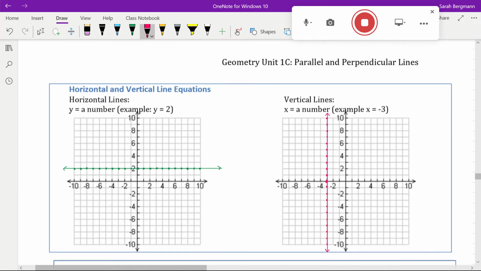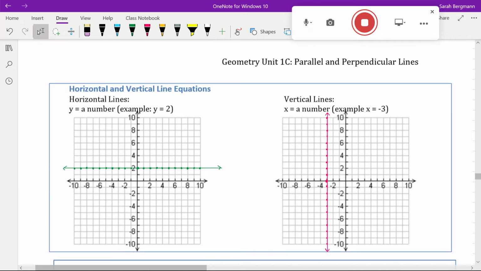Let's talk about the equations of horizontal and vertical lines just to review these quickly. A horizontal line is where y equals a number, so for example y equals 2, and every point on that line has to have a y value of 2. So I plotted every point up here that has a y value of 2. There's also every point between these points, so we could have 1.5, 1.6, 1.7 as the x value. We'll still have a y value of 2, so I can connect those all to make a straight horizontal line.